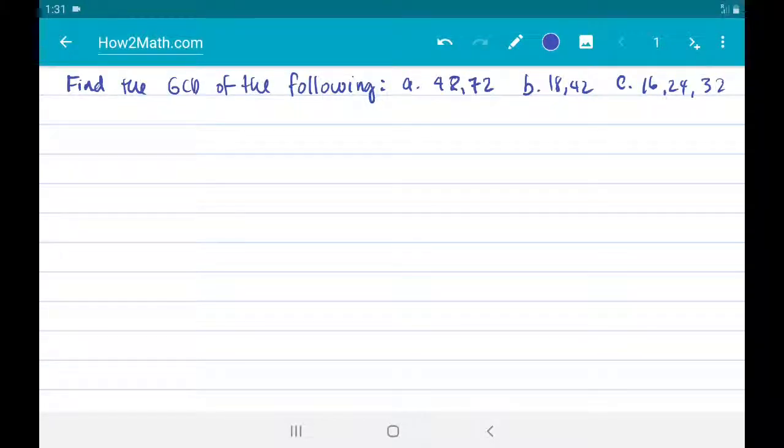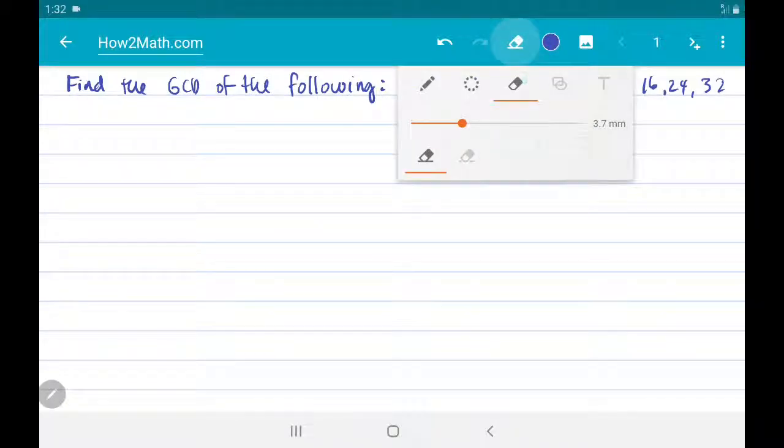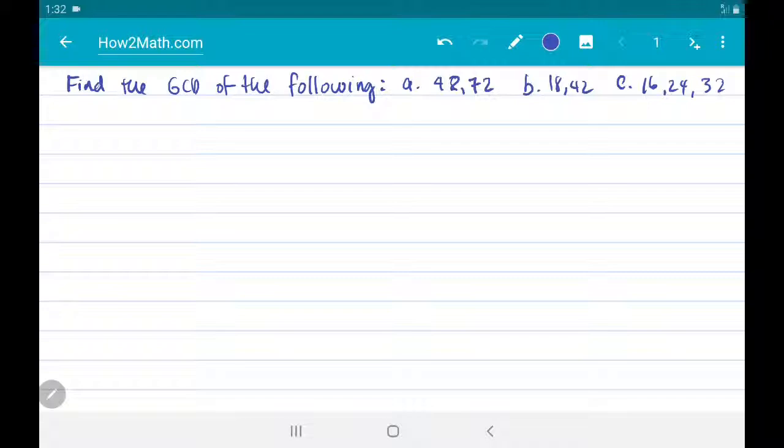In this video, we're going to continue our series on finding the GCD, or greatest common divisor, of two or more numbers. In the previous videos, if you're following the series, we used listing to find the GCD of two or more numbers. So the question is, are there other ways to find the GCD of two or more numbers aside from listing? Yes, there are several ways. And in this video, we're going to learn about the ladder method.